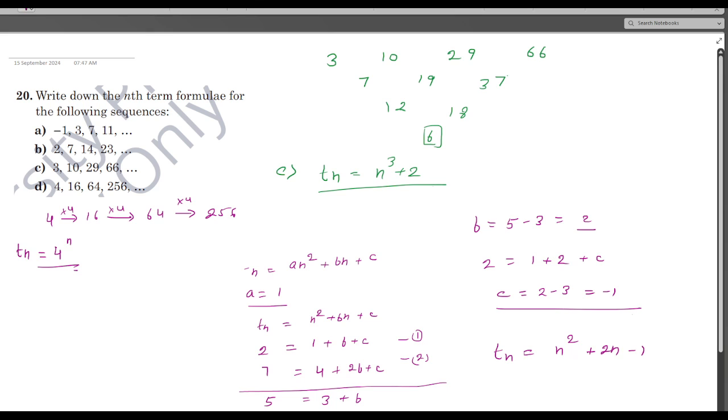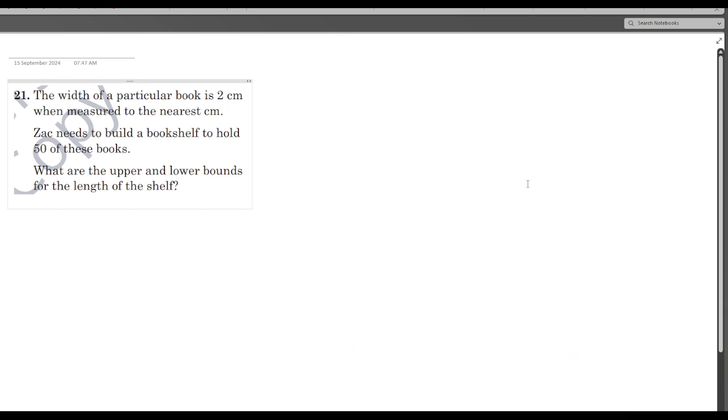So in sequences, many times you have to be a very good observationist. You have to observe the numbers and find a pattern between them. Okay, next question. The width of a particular book is 2 centimeters when measured to the nearest centimeter. Zach needs to build a bookshelf to hold 50 of these books. What are the upper and lower bounds for the length of the shelf?